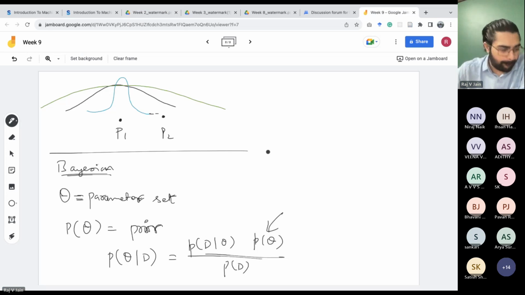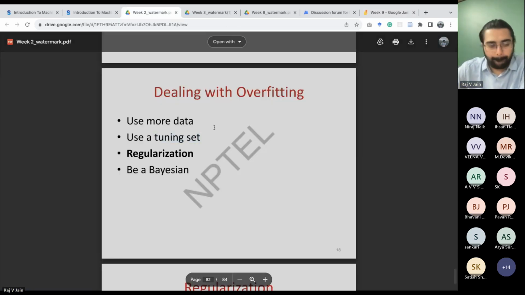That's the idea. Okay, sir, understood. And a tuning set is nothing but a validation set, is that right, sir? Yes, validation. Okay, validation set.